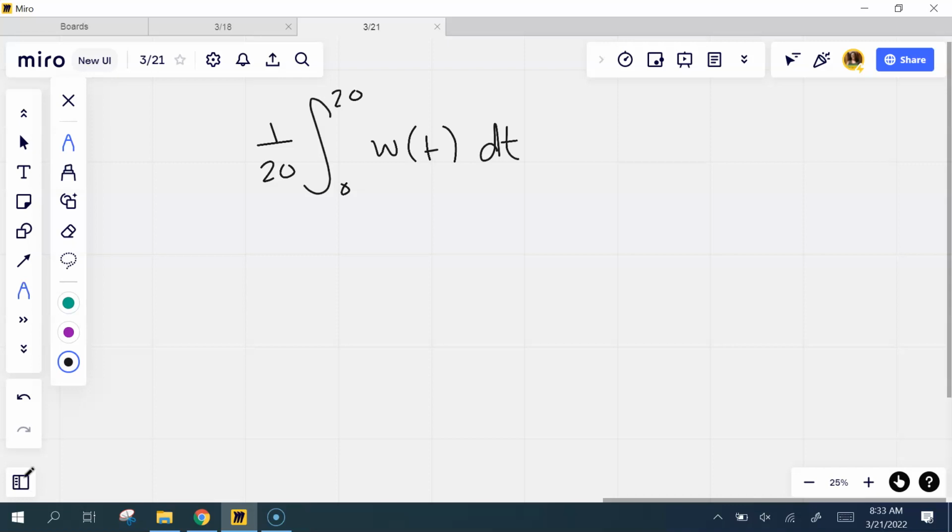Use a left Riemann sum with 4 subintervals indicated by the table to find the average over the 20 minutes. Is it an underestimate or an overestimate? Generate and explain your reasoning. So back to my table here.